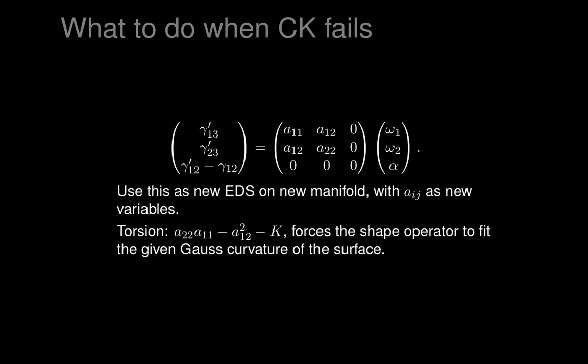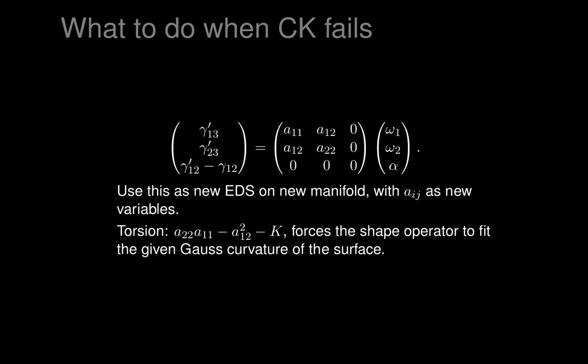We wrote down an equation, which we've written right here, for the integral elements. Use then that equation as part of a new exterior differential system on a new manifold. This equation, together with the ones we already had from the previous exterior differential system, but with these aij as new variables on a new manifold. Now we've checked that new exterior differential system. We write out a tableau for it, which I haven't done, but which you can do. You can compute out the tableau, and you'll find the torsion. When you check the torsion, you'll find exactly that it gives you this: the determinant of the aij matrix must be exactly equal to k.